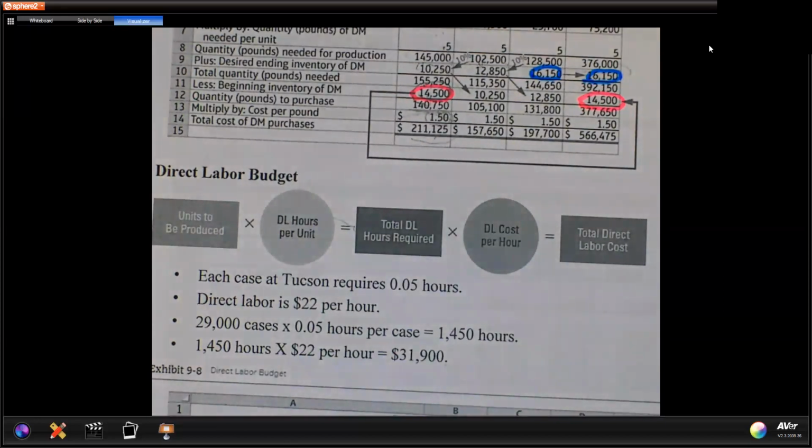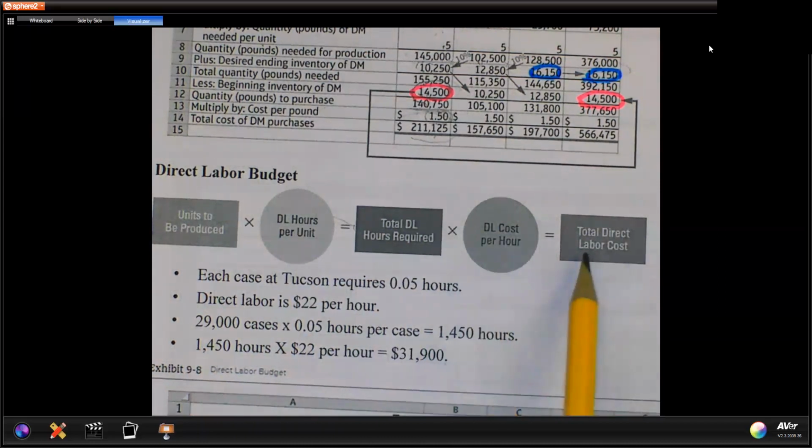So how do we get our direct labor budget with a dollar amount? The general idea is we said, hey, you need to produce so many units of your products, and then for each unit you need a certain number of hours, so you get total hours of direct labor, and then times the hourly rate, you get the dollar amount for your direct labor. So let's look at one example.